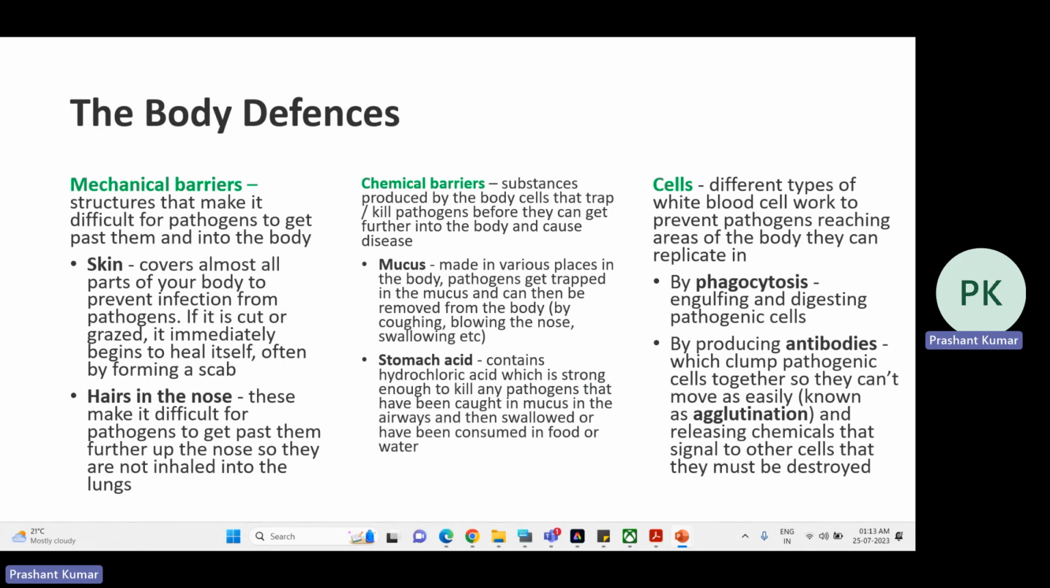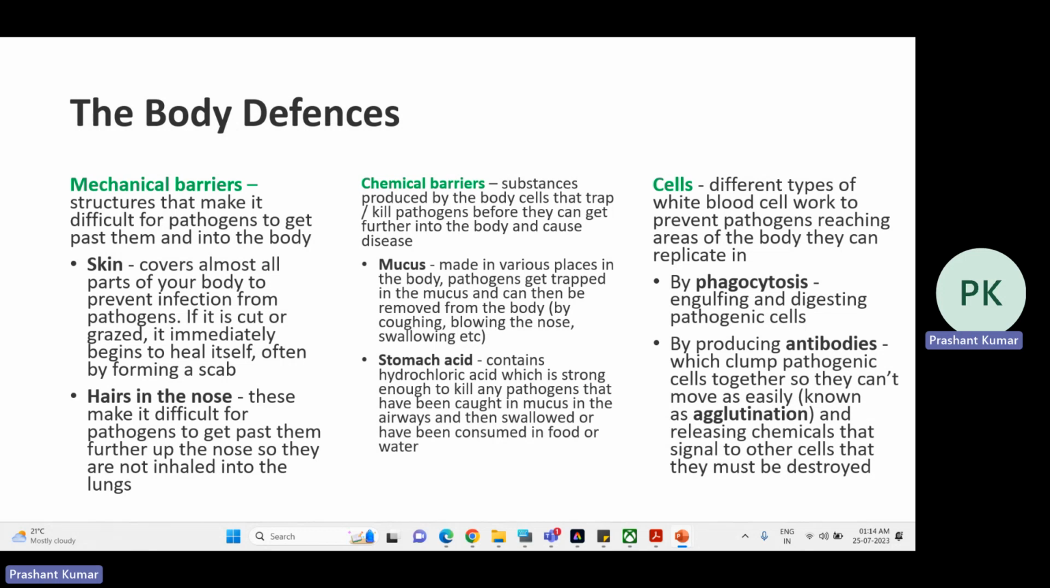Mucus is generally secreted by the body, and the whole purpose of this mucus is to trap all the germs, and they remove all these things from the body by blowing the nose or by swallowing or by coughing, right? The stomach contains HCl, which is a highly concentrated HCl that kills the pathogen.